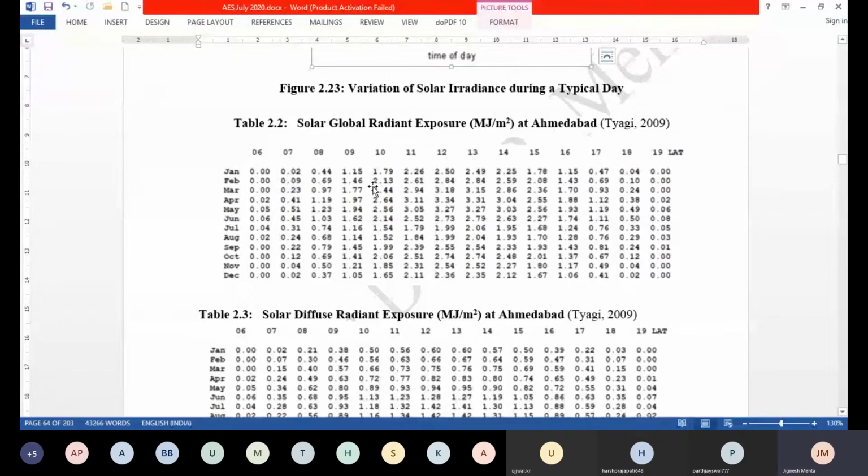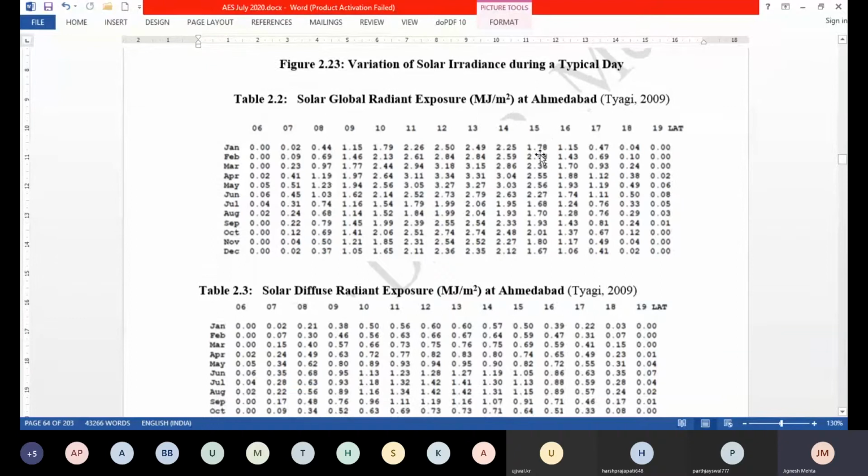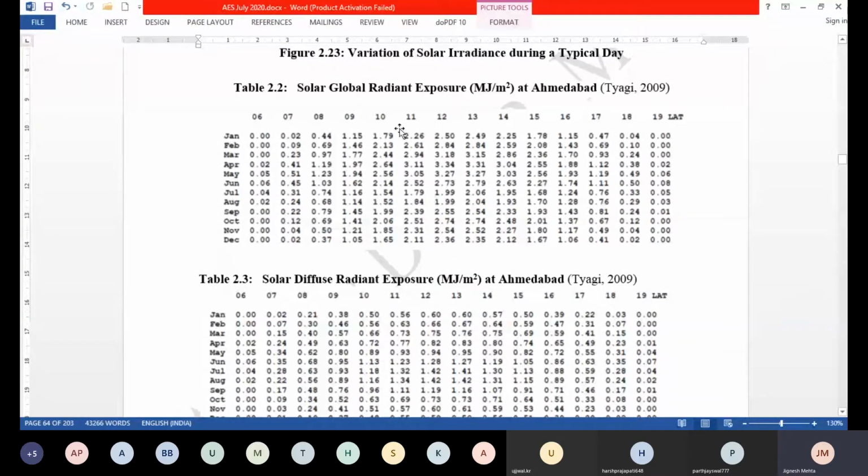Okay. So over a day or in a particular period, let's say you are interested in the period 9 a.m. to 5 p.m. or 6 p.m., then you can just add all these values, and that will give you how many megajoule per meter square is available in that span of time. Okay, so this data can give you the potential or the availability of solar energy.